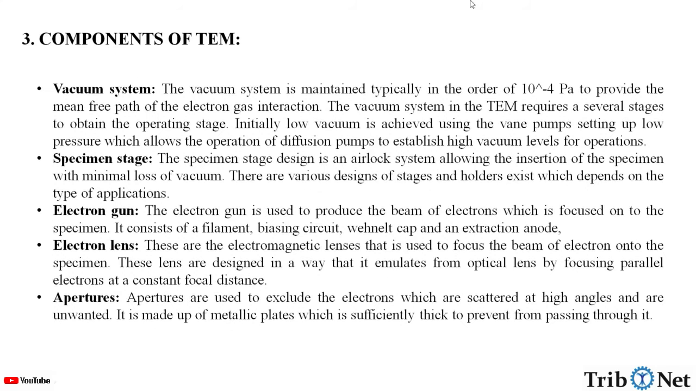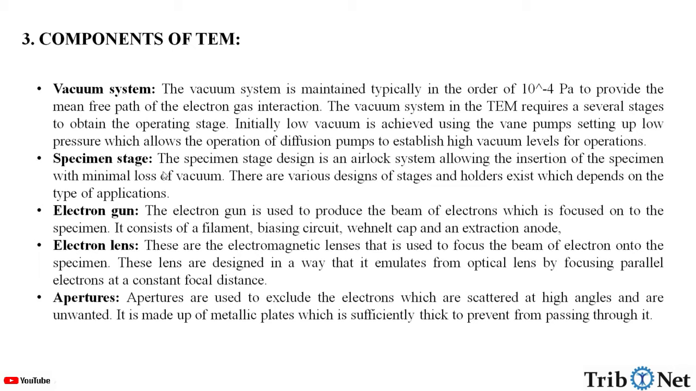What are the main components of TEM? First one, the vacuum system. The vacuum system is maintained typically in the order of 10⁻⁴ pascals to provide the mean free path of the electron-gas interaction. The vacuum system in the TEM requires several stages to obtain the operating state. Initially, low vacuum is achieved using the vane pumps, setting up low pressure, which allows the operation of the diffusion pumps to establish the high vacuum levels for operations.